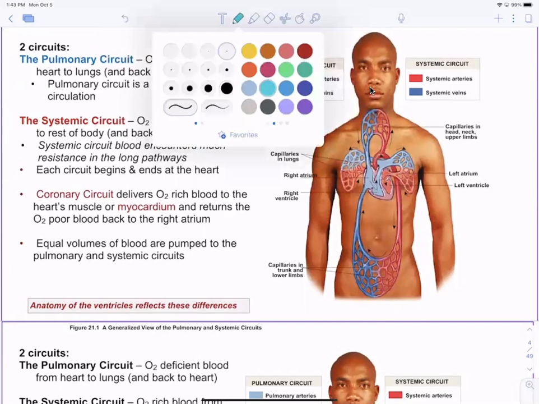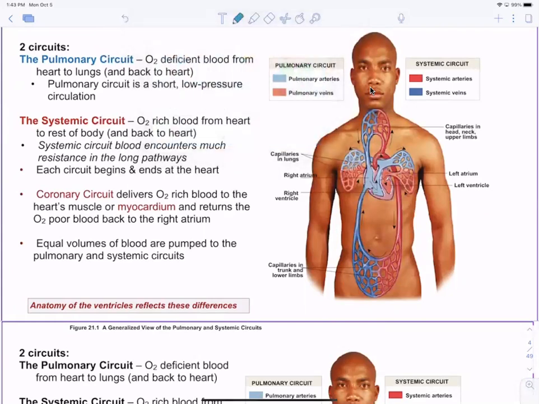So if we're looking at this, this is the right side, and here's going to the lungs, and here's going to the other lung. And then it's coming back, right? And comes back. So this right here is the pulmonary circuit. The lungs are right next to the heart, right? So it's a short, low pressure system.